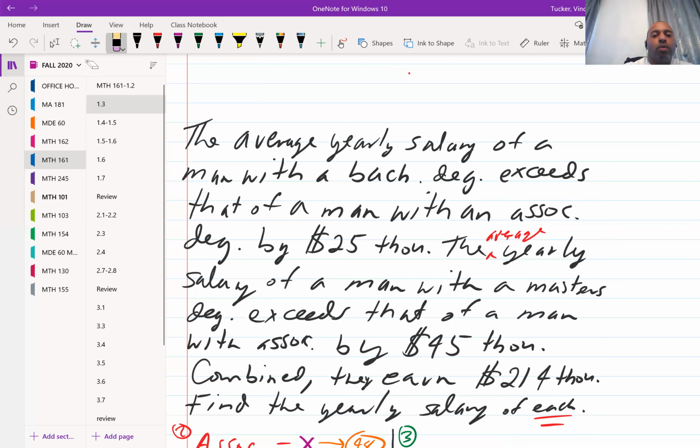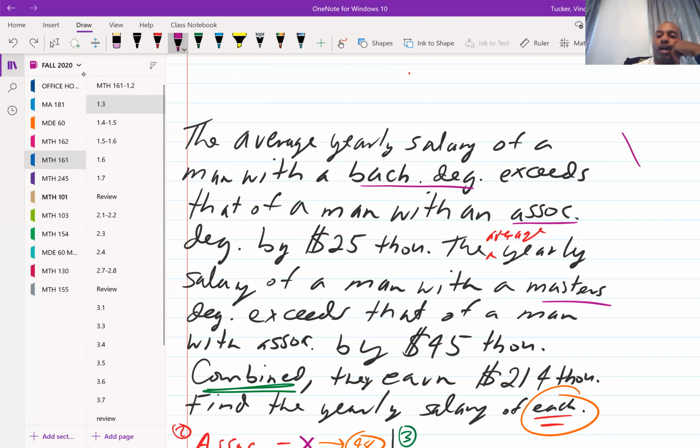All right, so when we're looking at this problem, we have multiple unknowns. We have 3 unknowns. If I were to put my lines back, so we have the man with a bachelor's degree, the man with an associate's degree, then the man with a master's degree. So we have 3 unknowns.